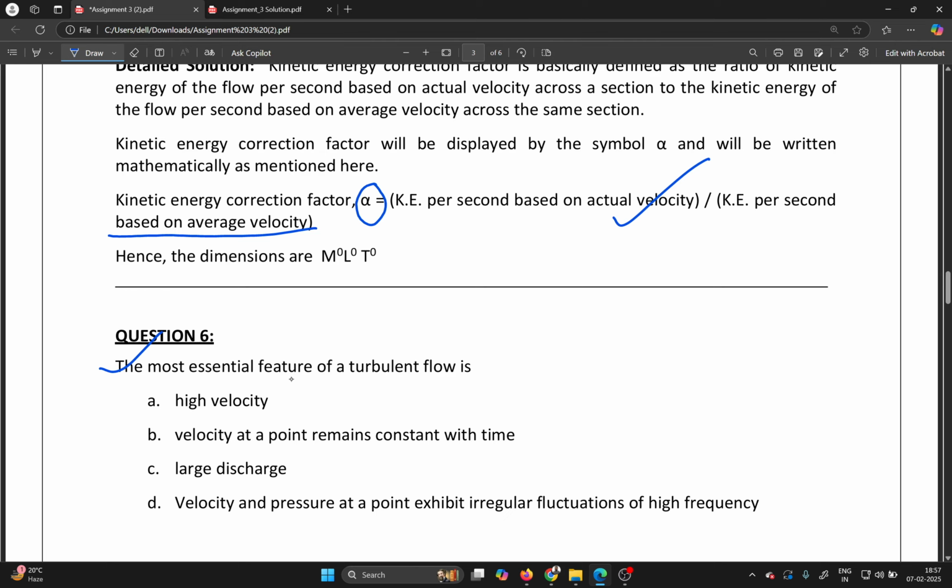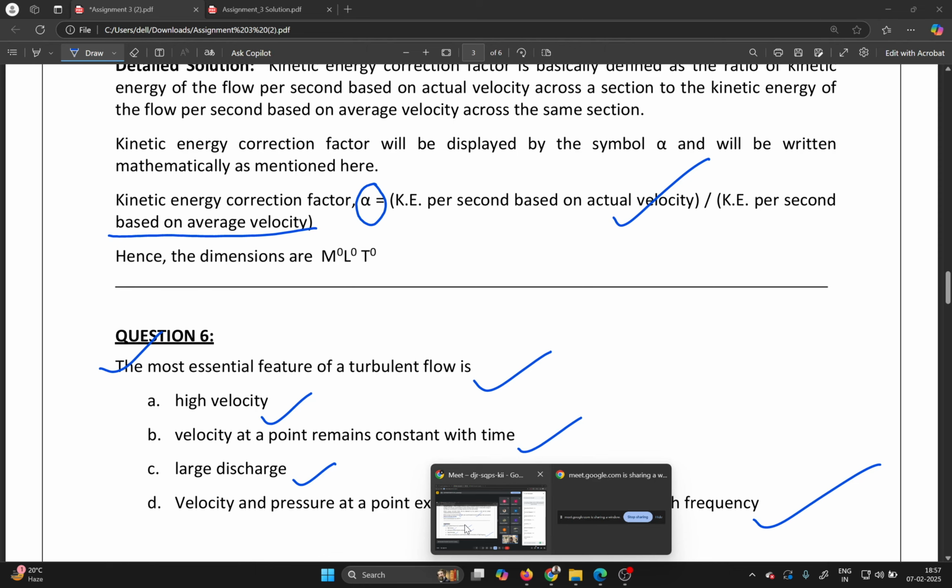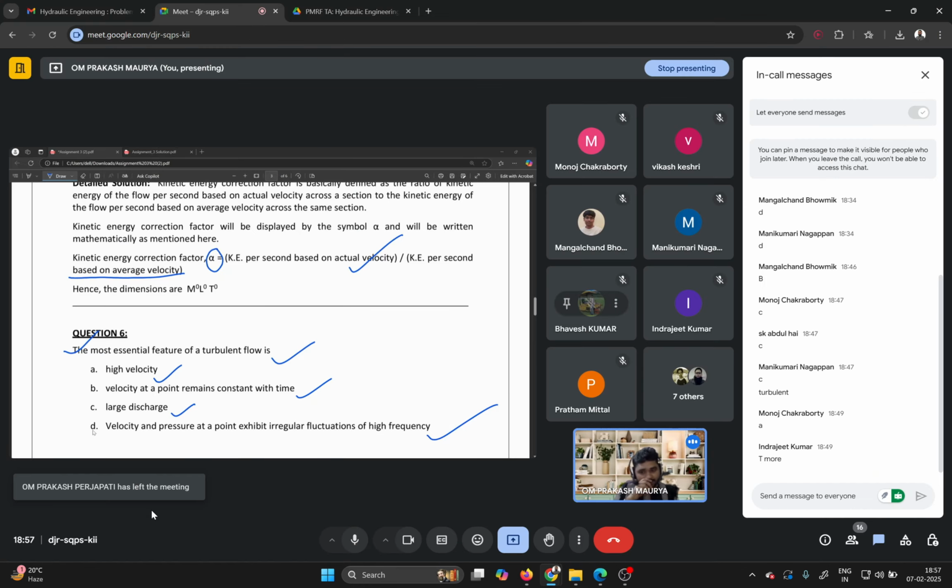Now we'll move on to question number 6. The most essential feature of turbulent flow is: high velocity; velocity at a point remains constant with time; large discharge; velocity and pressure at a point exhibit irregular fluctuation of high frequency. Please, this is a very important question, so everyone try to give the answer. Hope everyone got the previous question and the concept behind the kinetic energy correction factor.